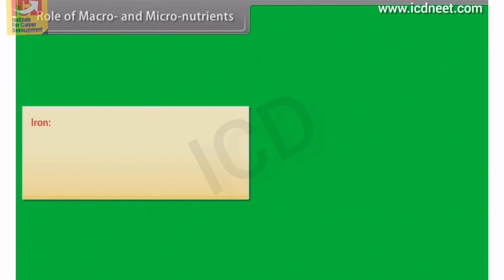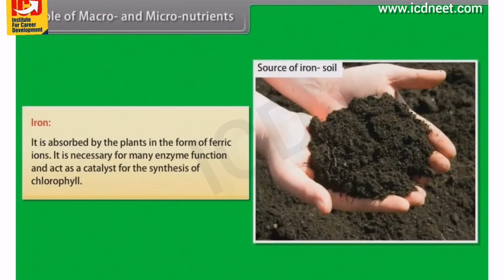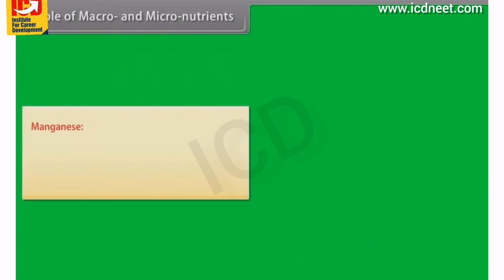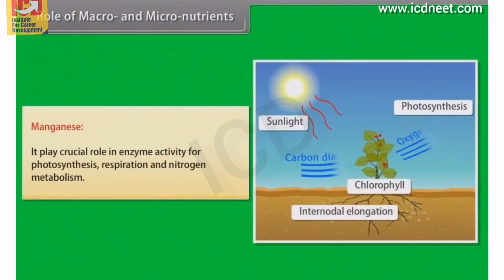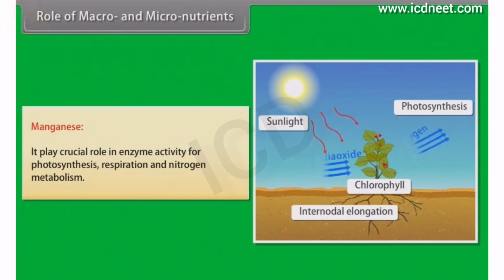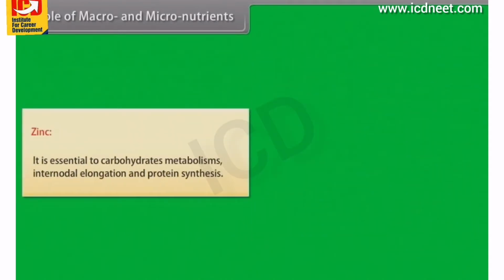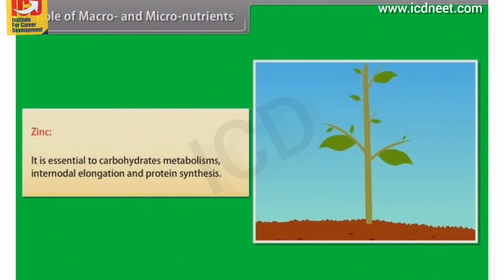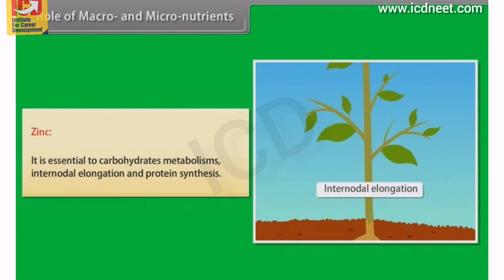Iron. It is absorbed by the plants in the form of ferric ions. It is necessary for many enzyme functions and acts as a catalyst for the synthesis of chlorophyll. Manganese. It plays a crucial role in enzyme activity for photosynthesis, respiration, and nitrogen metabolism. Zinc. It is essential to carbohydrate metabolism, internodal elongation, and protein synthesis.